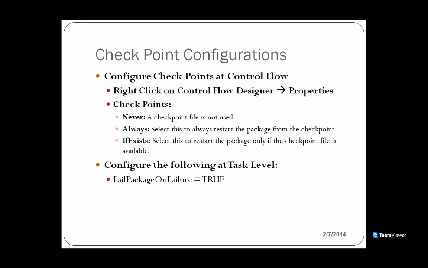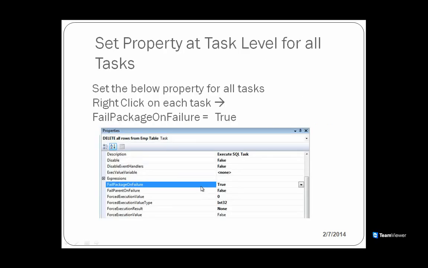And one more thing, at the task level you have to set FailPackageOnFailure to true. This is set at task level for all tasks. If you have 10 tasks, set the property for all tasks. Right click on each task and set fail package on failure to true.